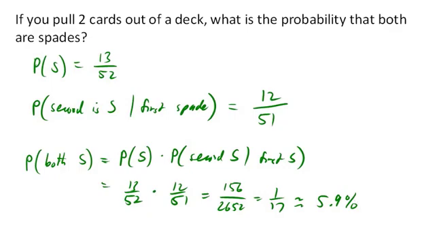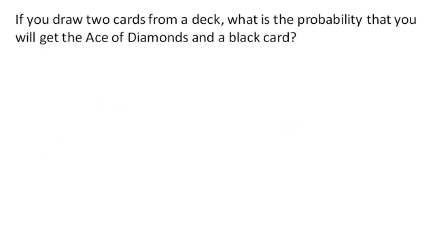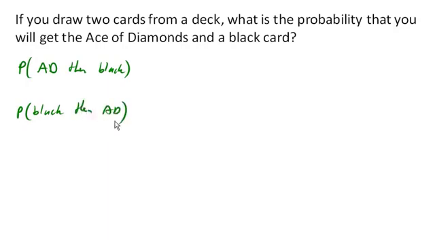Let's look at another one. If you draw two cards from the deck, what's the probability that you'll get an ace of diamonds and a black card? Now, this one's a little trickier because the events are different. So there are two different ways that this could happen. Either we do the probability of the ace of diamonds, then the black card, and then separately we need to consider the probability of getting a black card, then the ace of diamonds.